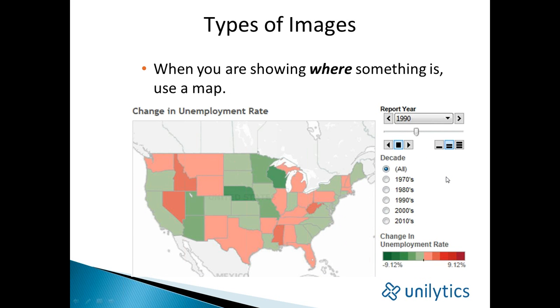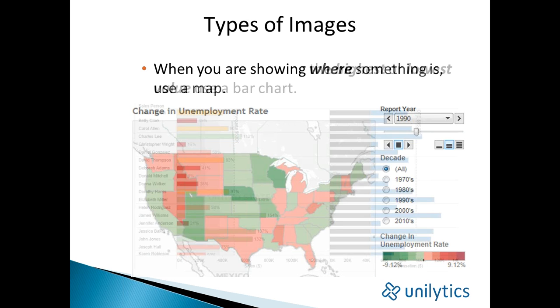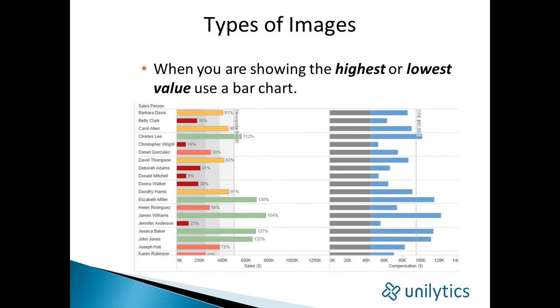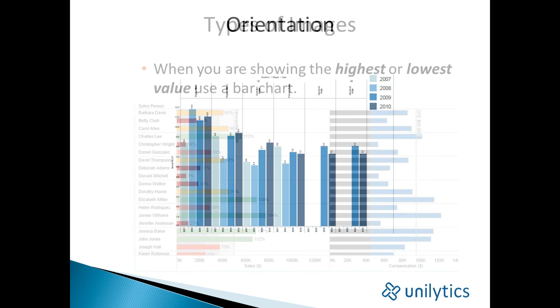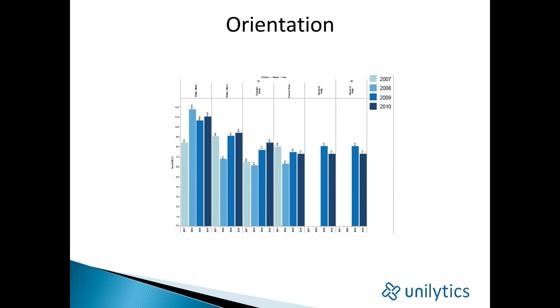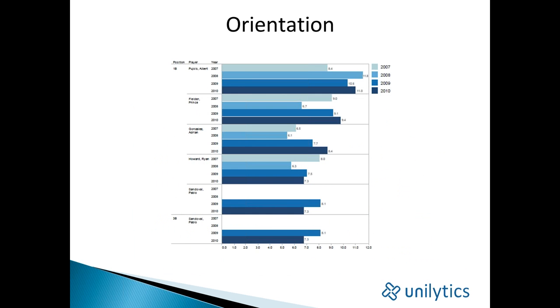So the next type of thing, if we're looking at where something is, using a map is very, very effective. If we were to look at showing highest and lowest values, we think using a bar chart makes most sense. And a bar chart in this case is horizontal, but quite often they're vertical. And that's not often a good idea. It's difficult to read these numbers and these names when it's placed that way. So instead we suggest you turn it around and make it horizontal.